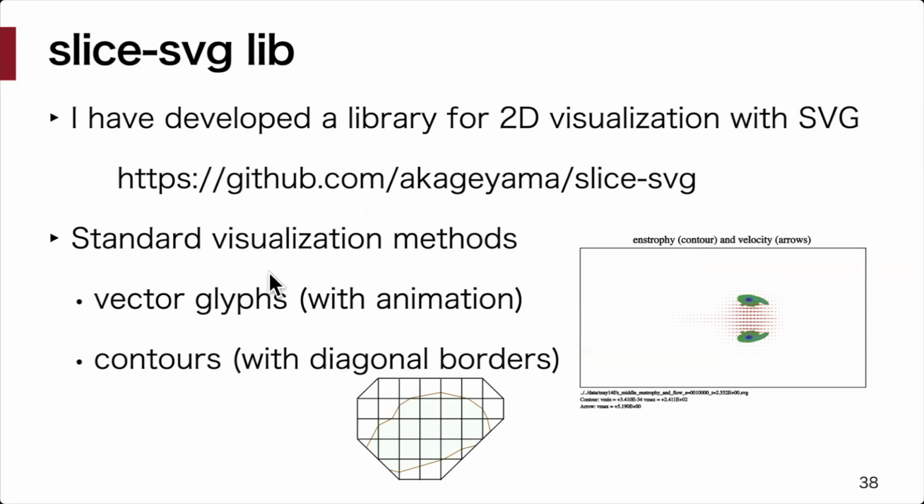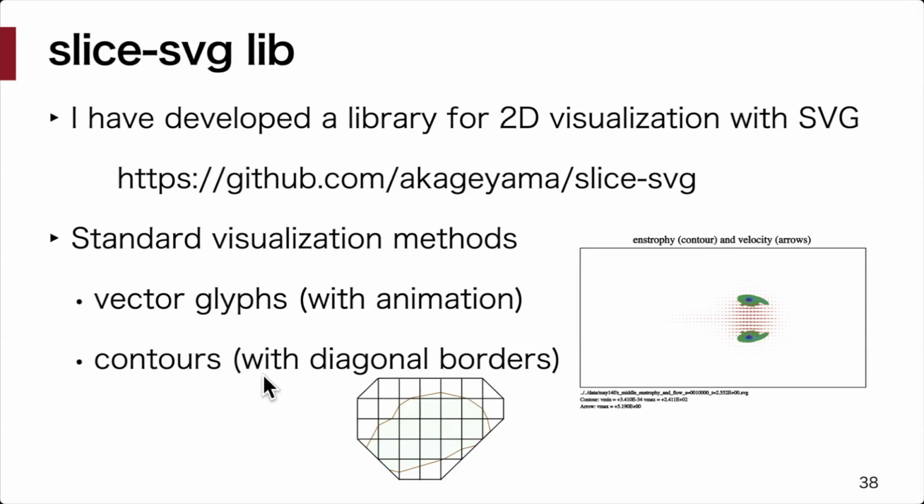And I have implemented the standard visualization methods that are necessary for simulation data analysis, such as vector glyphs. But these vector glyphs have a very simple animation feature. And I like this animation feature. It's very effective. You can try this site. You can check how this simple animation can convey very good images about the vector field. It's very different from still images.